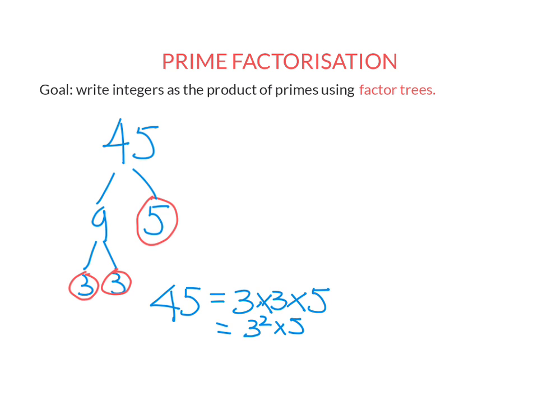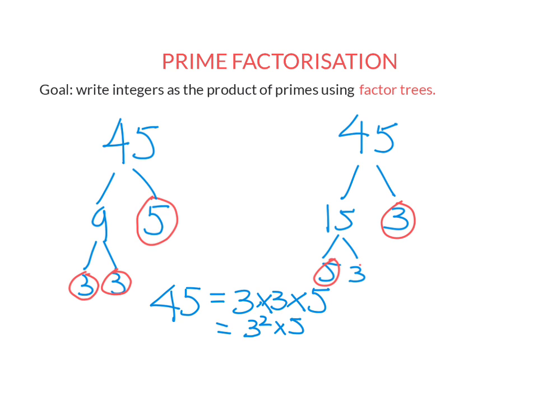It actually doesn't matter which factors we originally started with. I chose to start with 9 and 5, but I could just as easily have started with 15 and 3, because of course 15 times 3 is 45. So 3 is a prime, I can stop there, but 15 is not prime. It's divisible by 5 and 3, so I'm going to write 15 as 5 times 3. Then I can stop, because I've only got prime numbers down the bottom, and I would have the same answer.